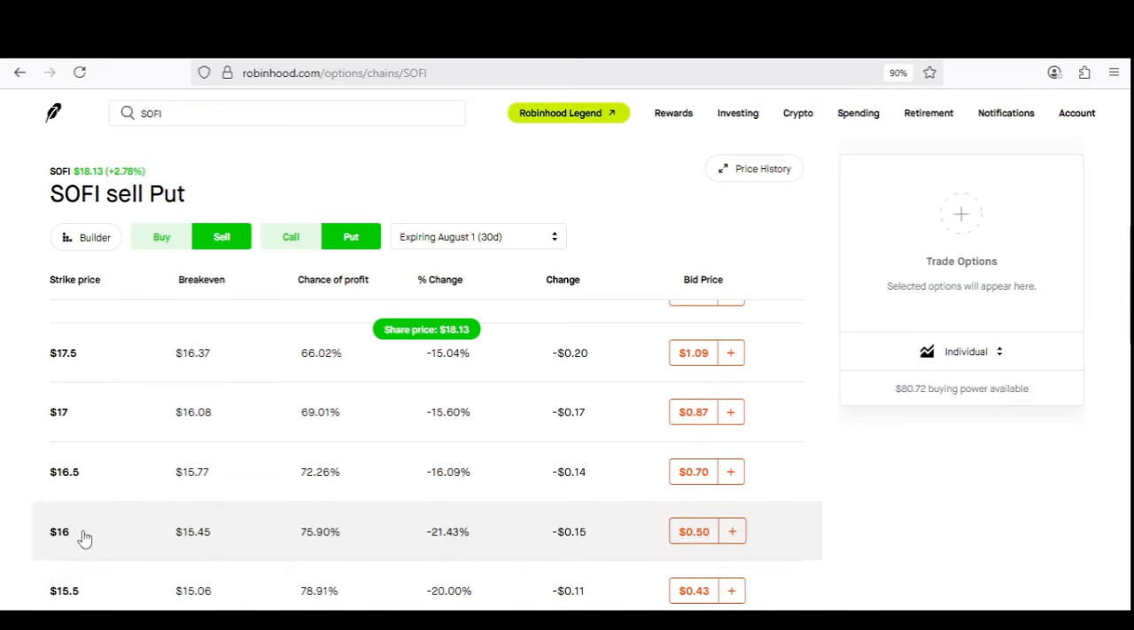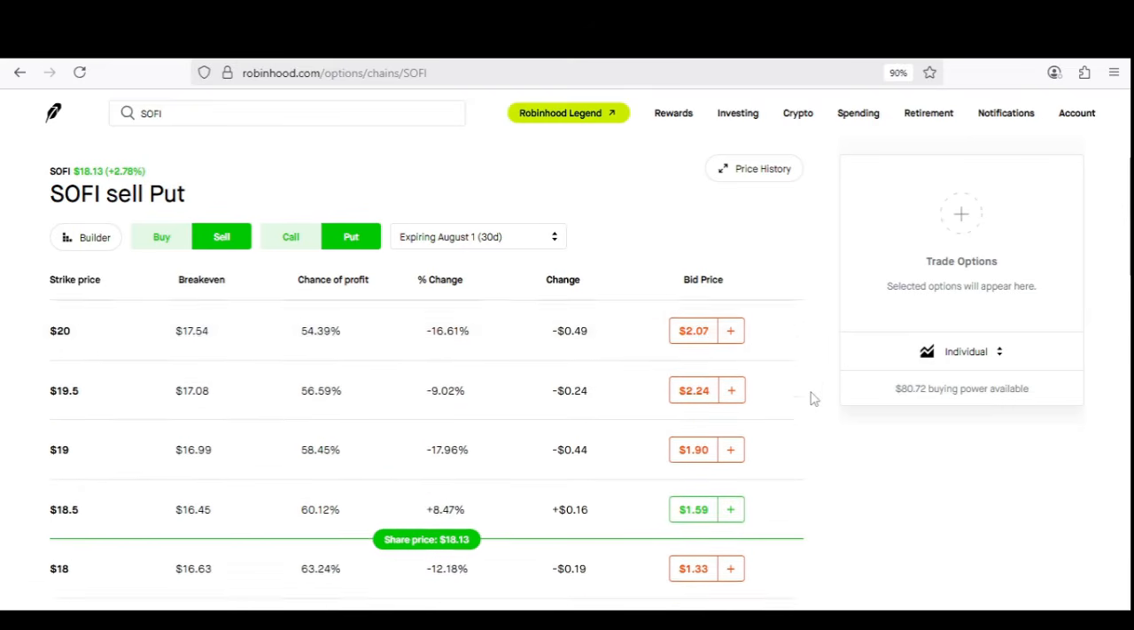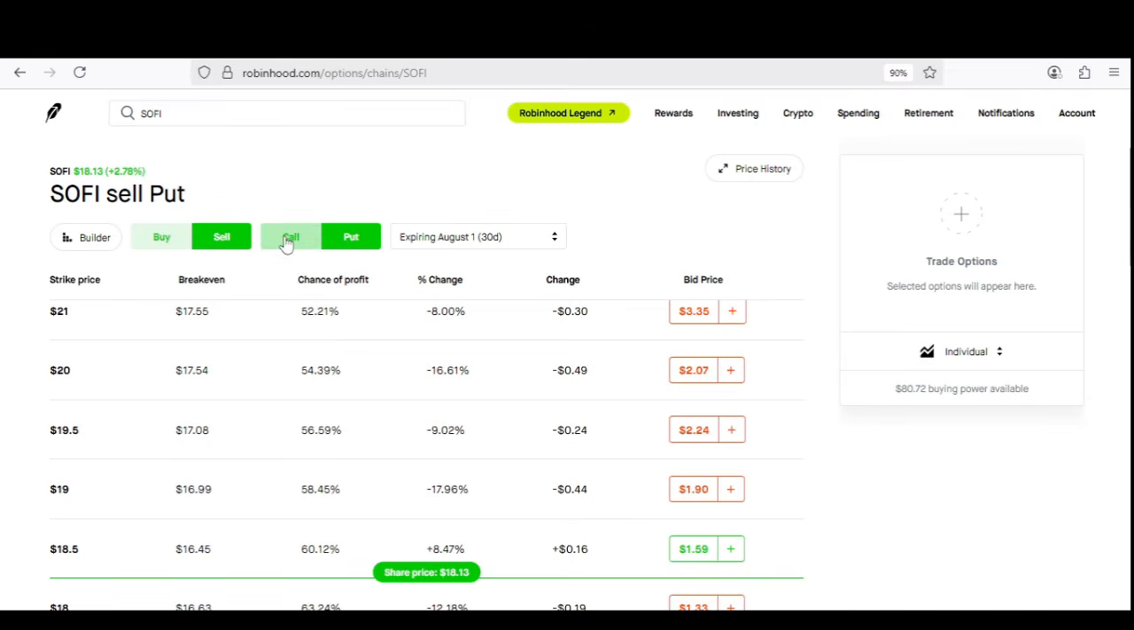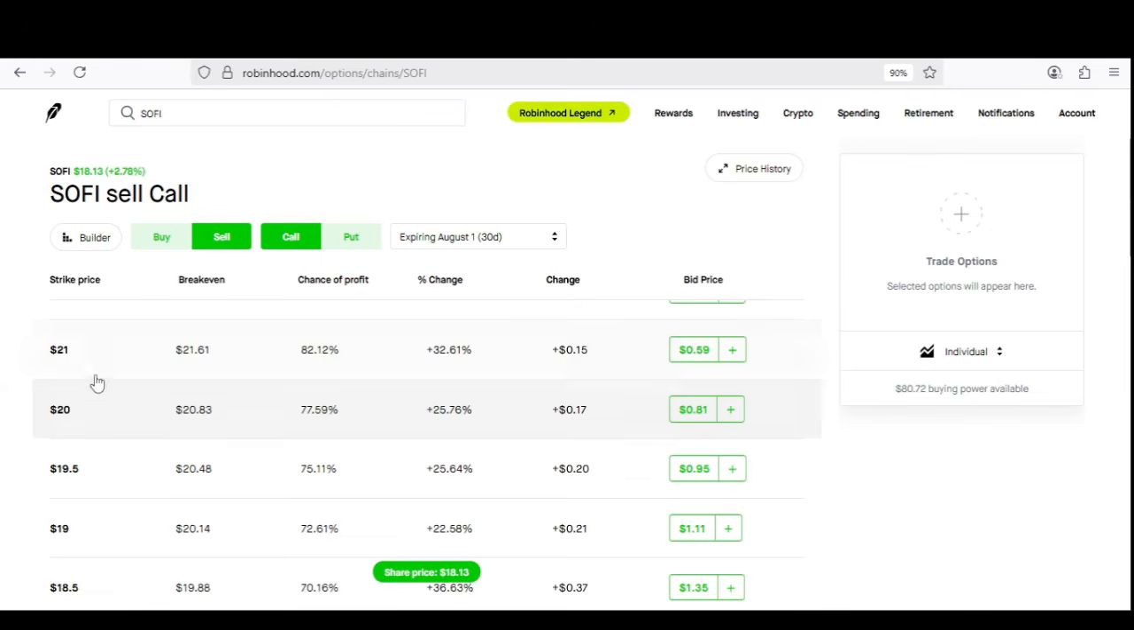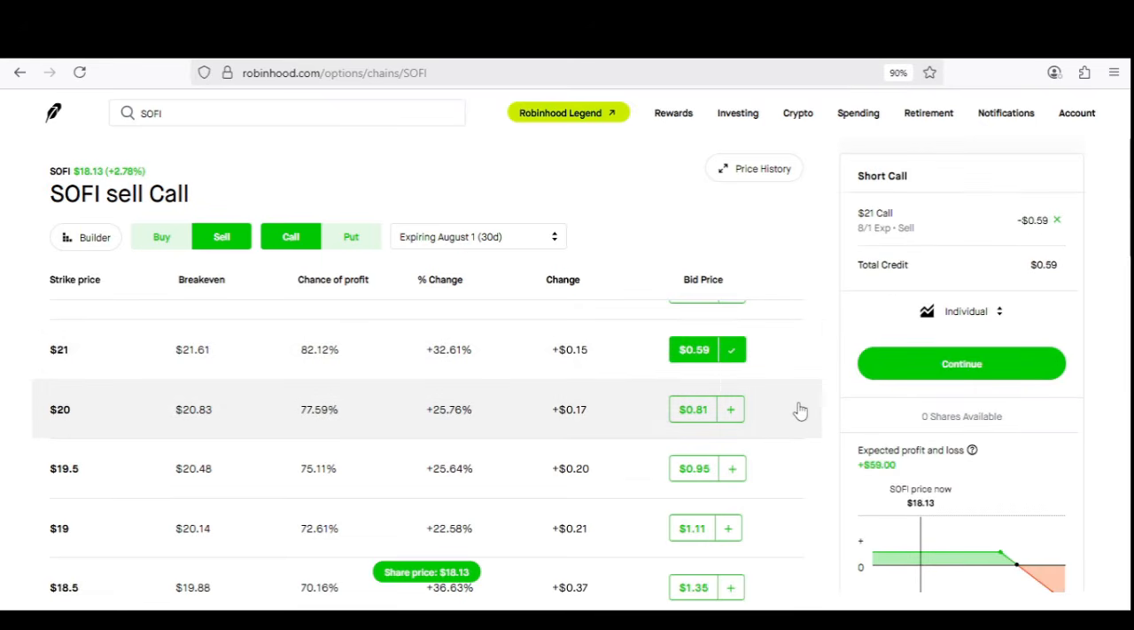Remember, you're assigned at $16. So now you're going to flip to the next option strategy, which is the covered call. We're going to go to sell and call, and this time we're going to be selecting the exact same strike price, which is the $21 strike price. So now you got assigned at $16, but now you do the covered call, and your strike price is at $21.